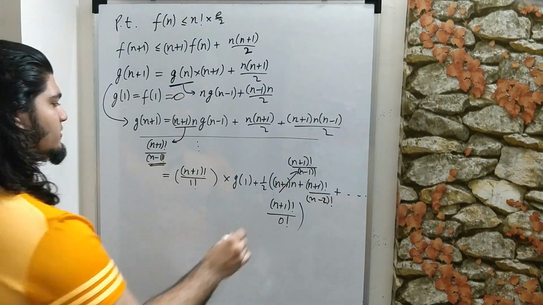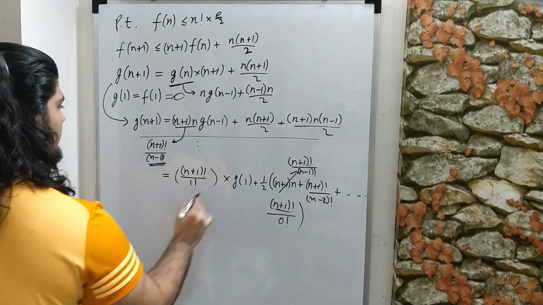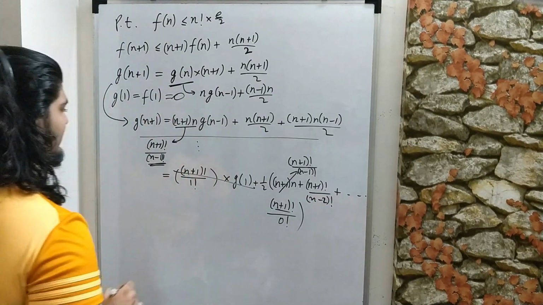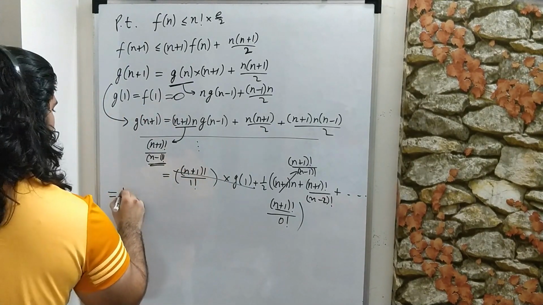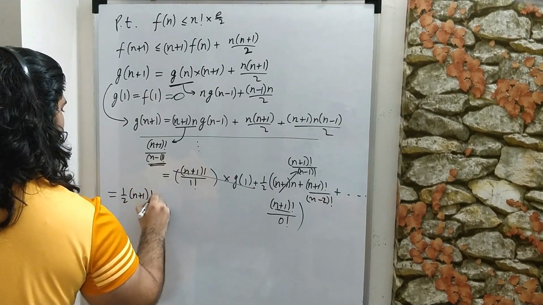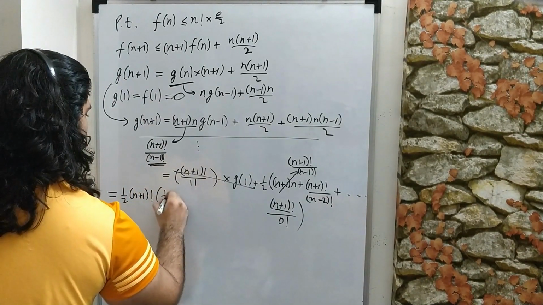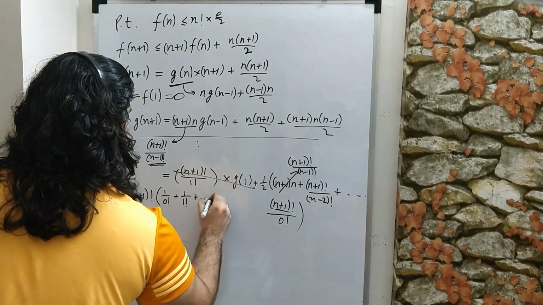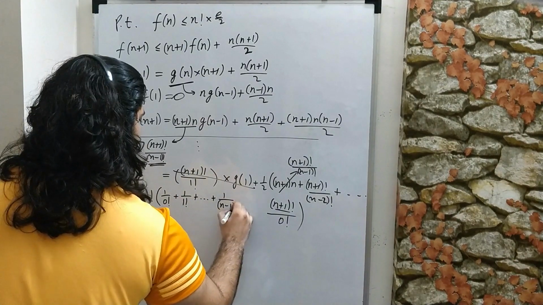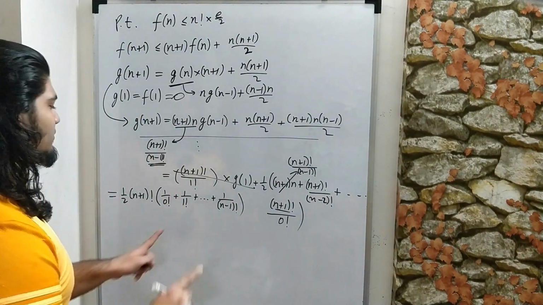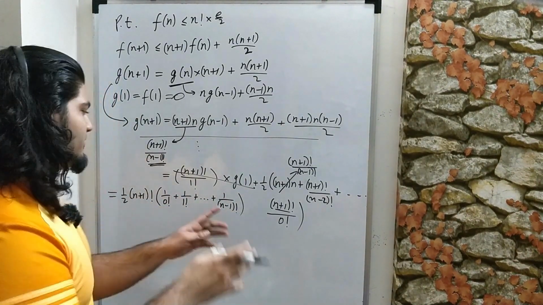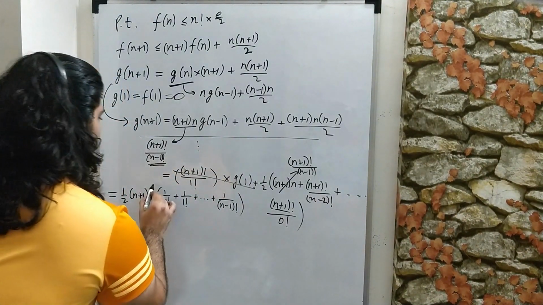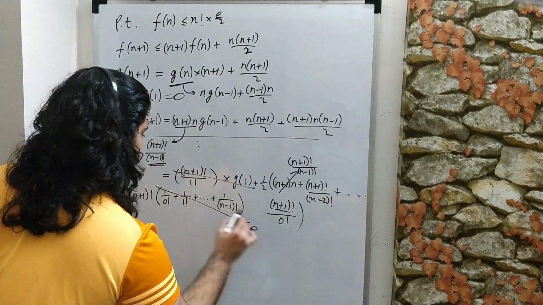So now what we'll do is we'll take (n+1) factorial common, and g(1) is equal to 0. Where was that? Yeah, over here. So this is basically negligible, and then we get half (n+1) factorial times 1 over 0 factorial. So I'm starting from this end, then 1 over 1 factorial, and so on till 1 over (n-1) factorial. And now notice that this is just a partial sum of the Taylor series of e. So this is less than or equal to e.